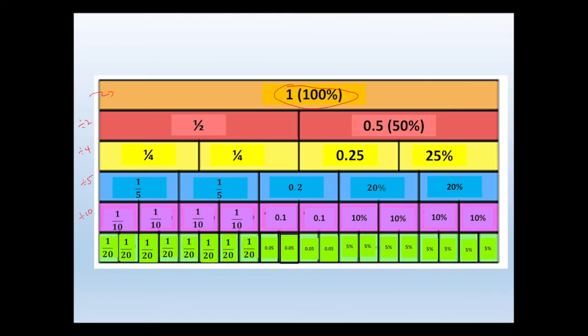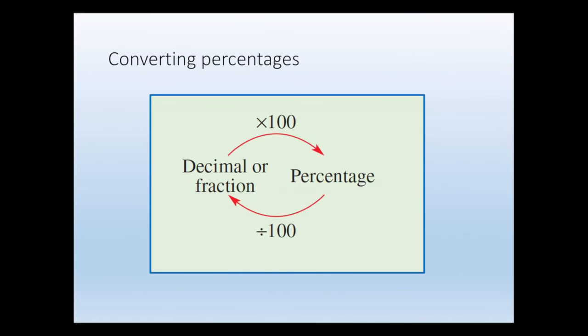And then divide by 10, you get 1 over 10, 0.1 or 10%, and divided by 20, it's 1 over 20 or 0.05 or 5%. So you can see that we can change from percentage to decimal to fraction and so on and so forth. All right. So I'm going to give you a procedure for converting percentages to decimal or fraction and vice versa. To convert decimal or fraction to percentage, you multiply it by 100. And to change from percentage to decimal, you divide it by 100.